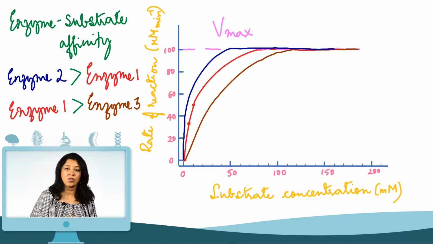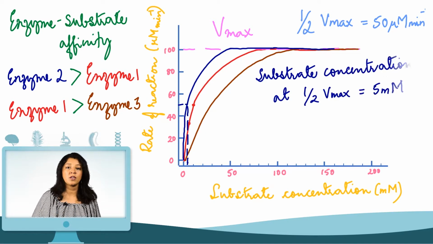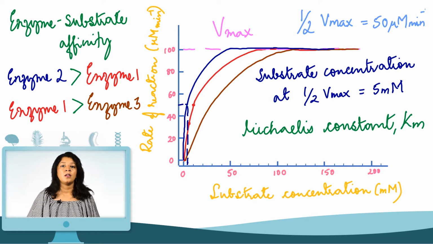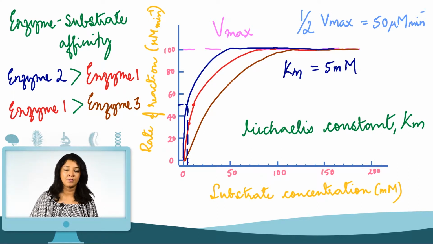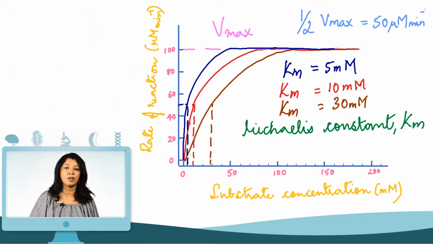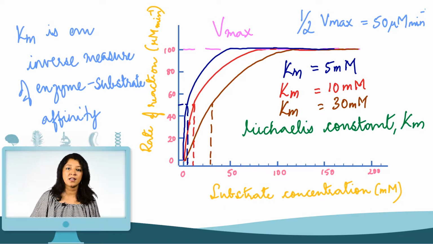Half the maximum velocity for enzyme 2 would be this point, and if we drop a perpendicular from this point to the x-axis, we will get the substrate concentration at half the maximum velocity. Now this value is a constant. It is called the Michaelis constant and is represented as Km. The Km value is lowest for enzyme 2, which has the greatest affinity for its substrate, whereas enzyme 1 has a higher Km value and enzyme 3, with the lowest affinity for its substrate, has the greatest Km value. So Km value is an inverse measure of enzyme substrate affinity.